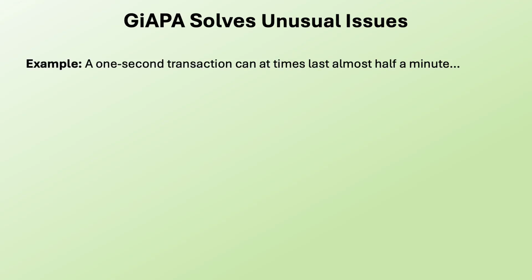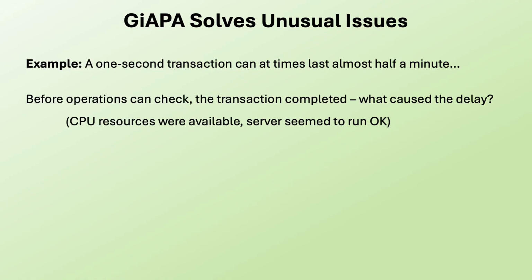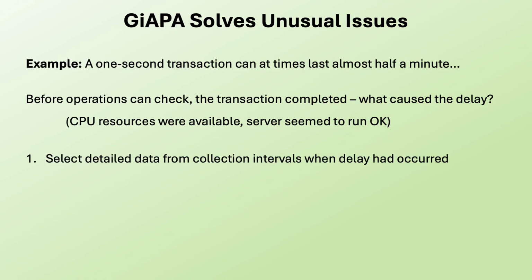GiAPA can often also solve unusual performance issues. A customer's chief operator was concerned because a transaction on occasion took 30 seconds to complete instead of the usual 1 to 2 seconds. Before the user could get hold of operations and they could start looking, the transaction had completed, so the root cause was invisible. The server seemed to run fine, never using more than around 90% CPU. Using the GiAPA menu option, including detailed data for all jobs, we only selected the 4 collection intervals around a delayed transaction.